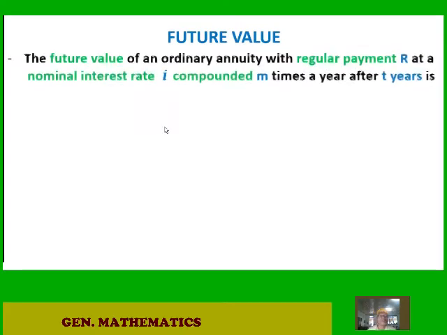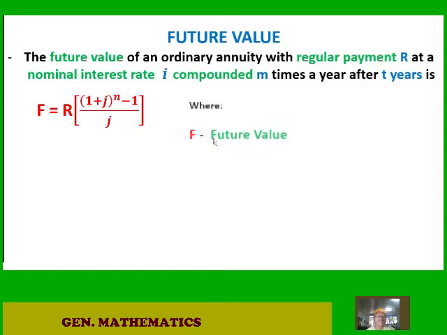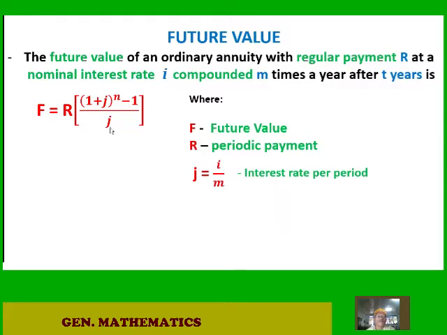So the formula for future value. The future value of an ordinary annuity with regular payments at a nominal interest rate I, compounded M times a year, after T years is equal to this formula, where F is the future value, R is the periodic payment, J is the interest rate per period, N is the total number of conversion periods or number of payments.